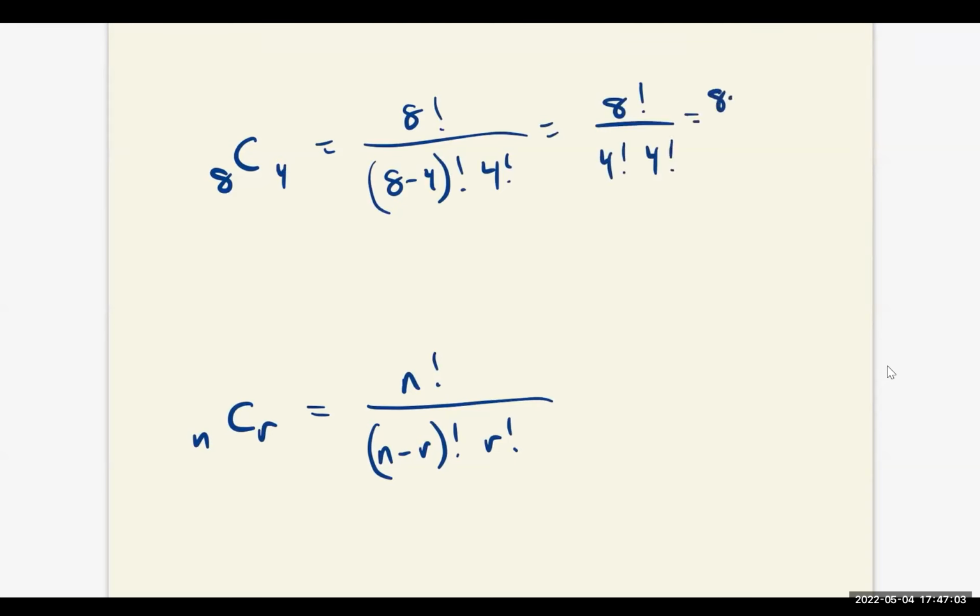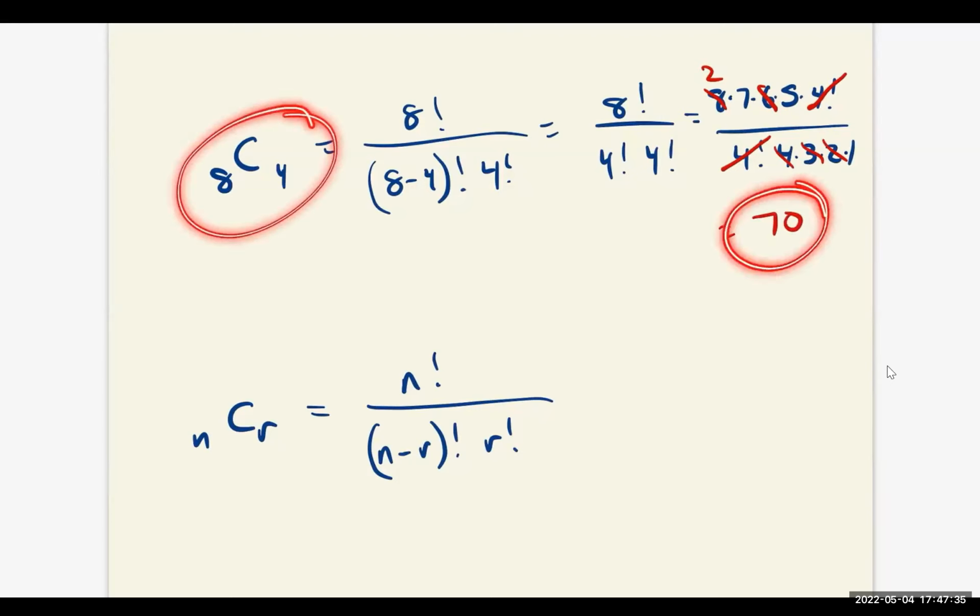And remember, you can write this down until you get to 4 factorial. I stop at 4 factorial so that I can cancel. So I'm going to cancel 4 factorial. I have 3 times 2, which is 6. That cancels out the 6, and I have a 4, which goes into 8 twice. So now if you multiply 7, 5, and 2, you get 70. And that was the answer. So 8 choose 4 is 70.